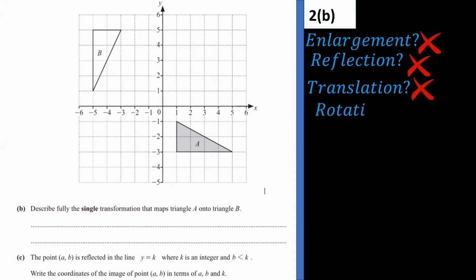Is it going to be rotation? Definitely. It's going to be rotation because this has been turned over. So since it's rotation, what are we going to do? We are going to try to find out where the center of rotation is. There are two ways. You either use the bisection method or you use tracing paper. But here I'm going to introduce the bisection method, which tends to give a more accurate result.